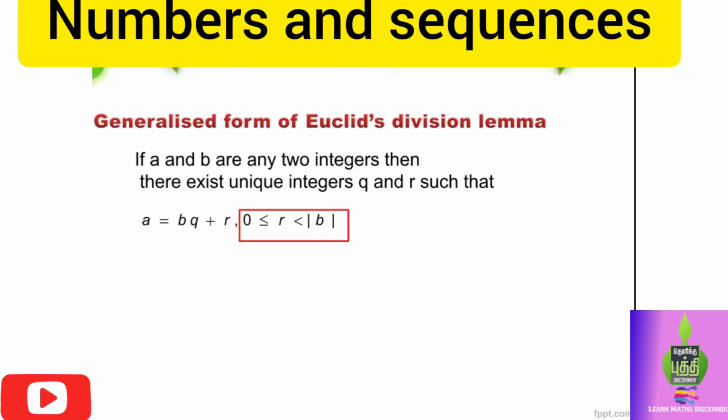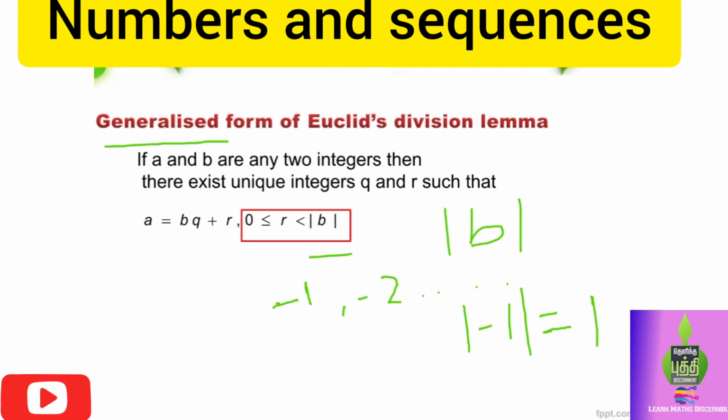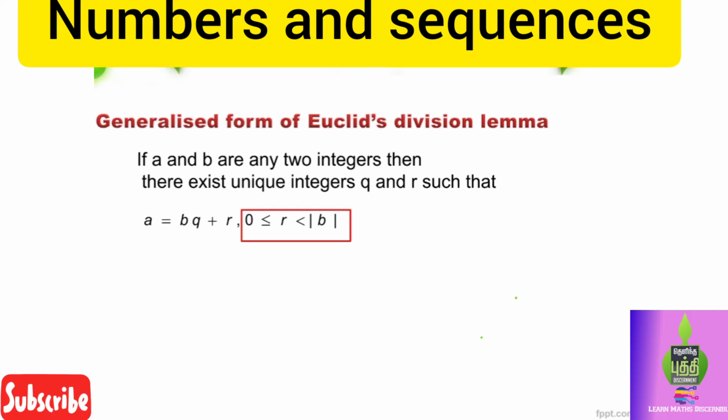Here we take the modulus. Within this modulus, we can put both positive and negative numbers. If we write positive 1 within the modulus, then the answer will be 1. If we put minus 1, then the answer will be 1. Minus 2 will be 2. So the modulus makes the negative into positive. This is the generalized form of Euclid division lemma.